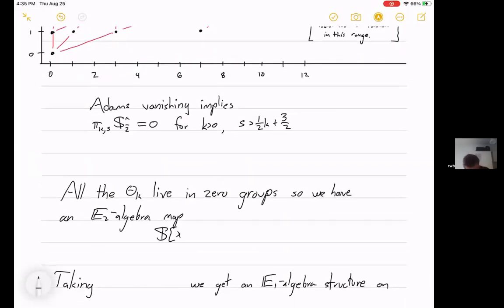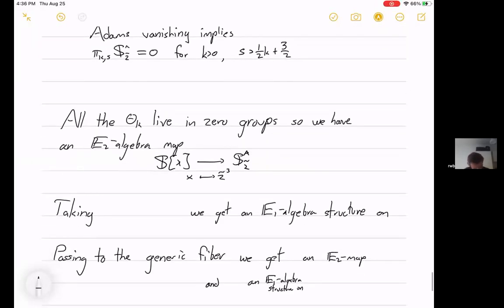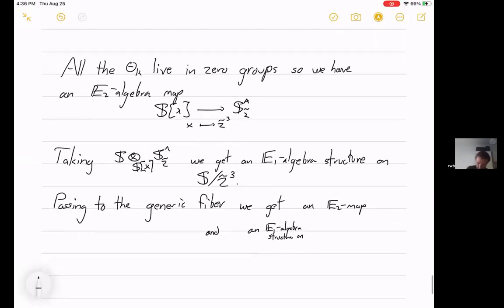S adjoint X, the 2 complete sphere, or 2 tilde complete sphere, that sends X to 2 tilde cubed. There it is. Okay, and now, at this point I'm practically just reiterating things I've already said, but if I tensor over S adjoint X with the map that sends X to 0 with the 2 tilde complete sphere, then we get an E1 algebra structure on S mod 2 tilde cubed.